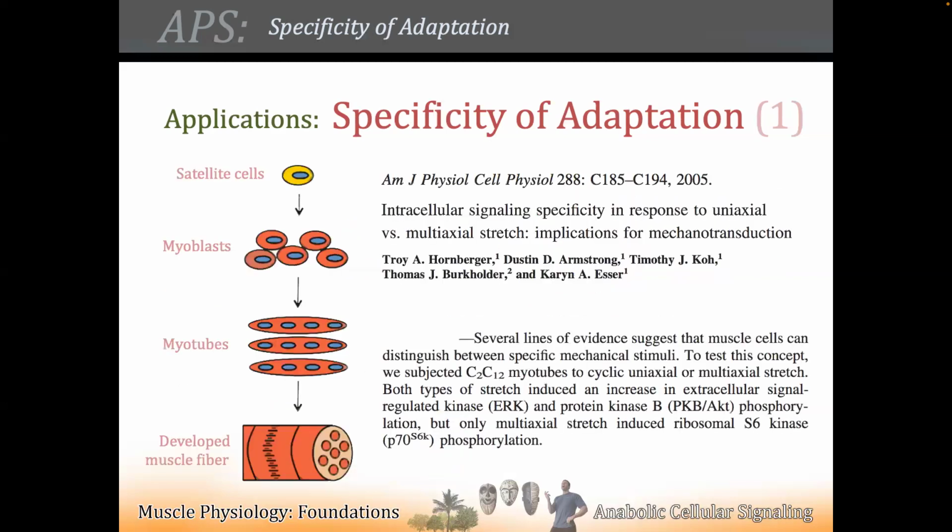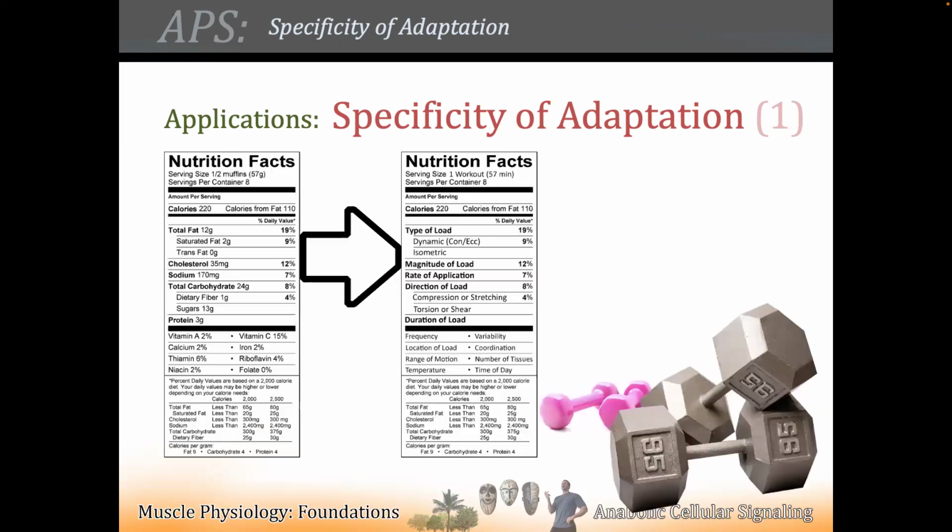And then in a myotube, which is a developing skeletal muscle fiber, there are differences in signaling cascades in response to uniaxial stretching or multiaxial stretching. And that C2C12 you see, that's an immortalized mouse myoblast cell line. You see that in research. But the point is mechanoreceptors sense a lot. They sense specific qualities of the mechanical stimuli, and then the adaptations that follow are just as precise.